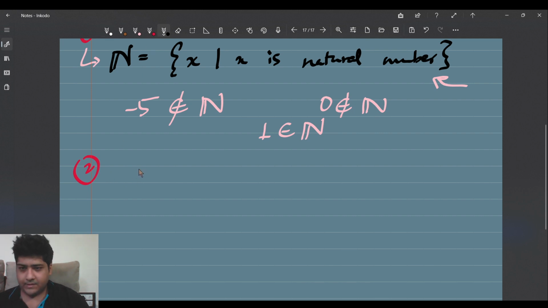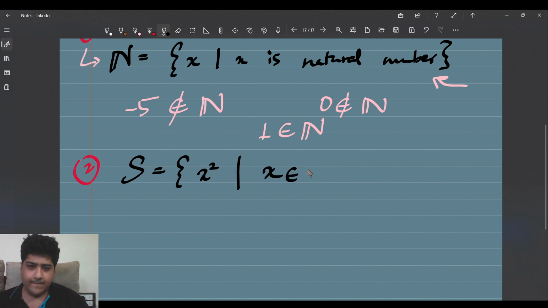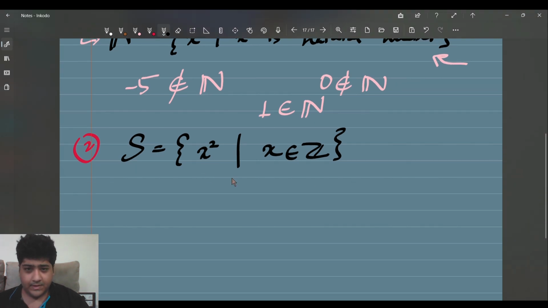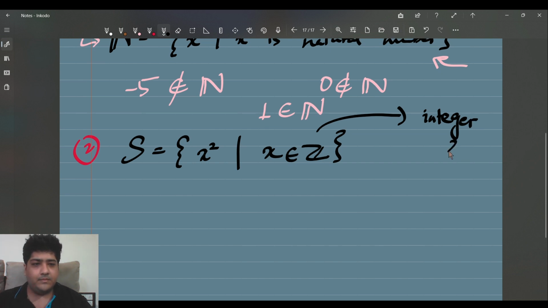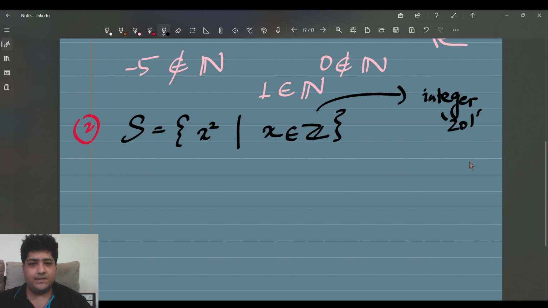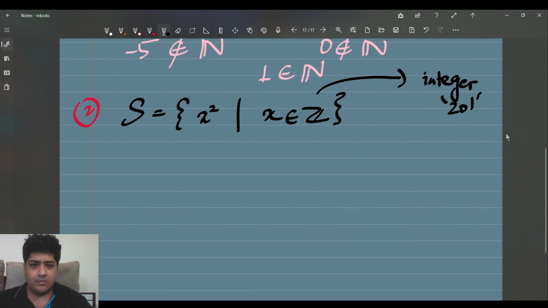I'll give the set as S for squares. So essentially I'm collecting all the squares of integers. And the statement I just said in English, I wrote it down in formal mathematical language. So the set of all x squared such that x is an integer. This is the symbol for integer, do you remember? Integer. So it comes from the word Zahl. So this is the symbol for integer. So whenever x is an integer, what do I do? I square it and I add it to my collection.